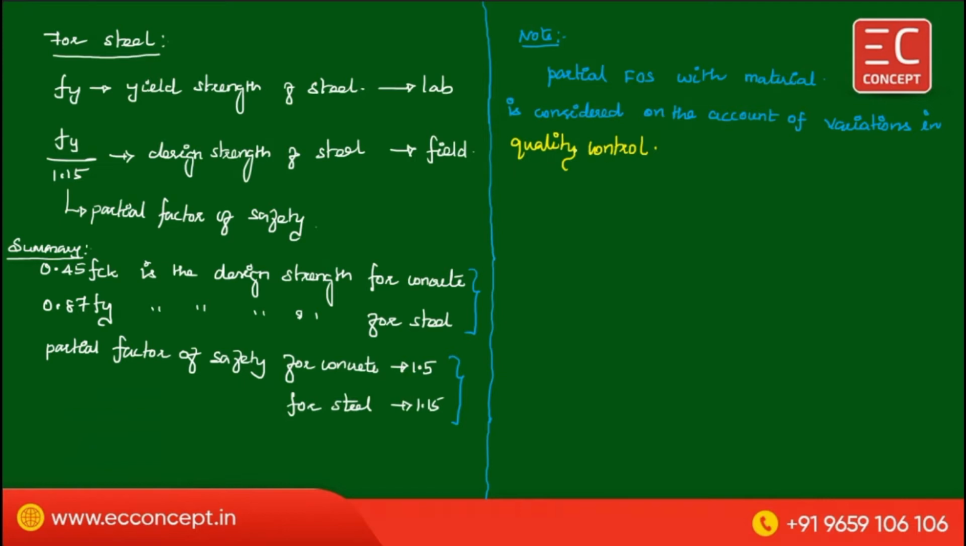Steel is made with a higher quality than concrete. Concrete is made with poorer quality control than steel. So the steel quality control is superior to the concrete quality control. That's why we use a higher factor of safety for the lesser quality concrete than for the higher quality steel. Now this is the first point.